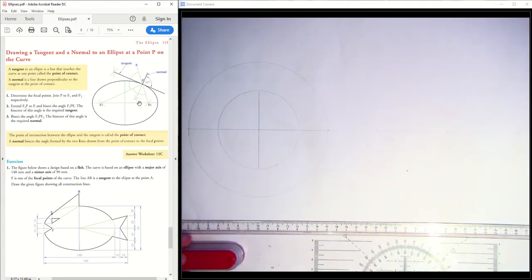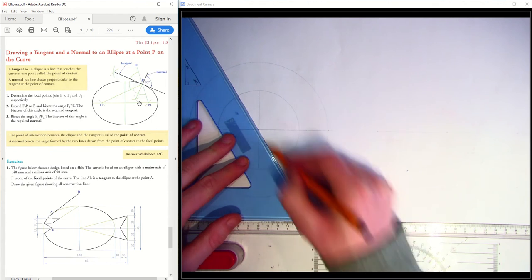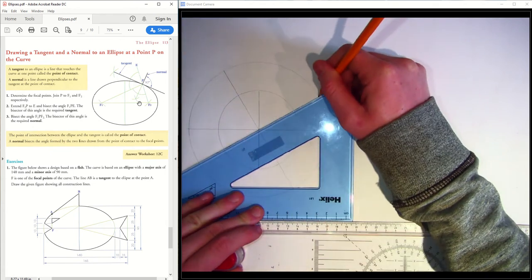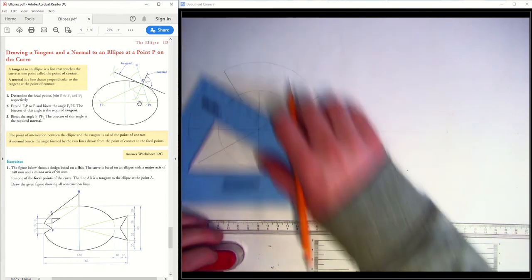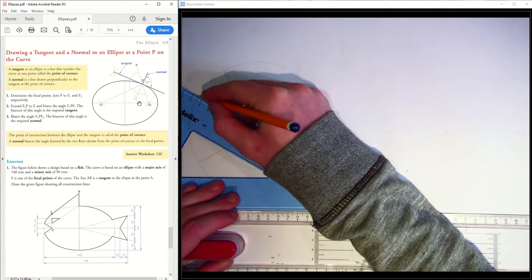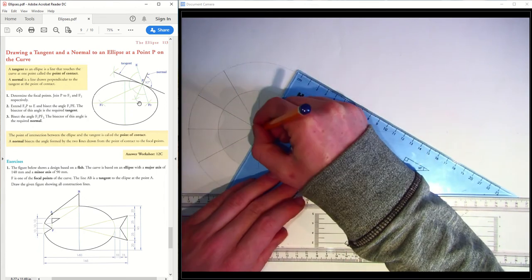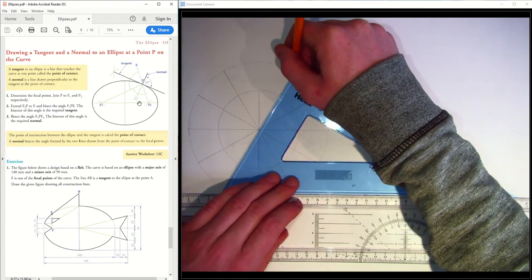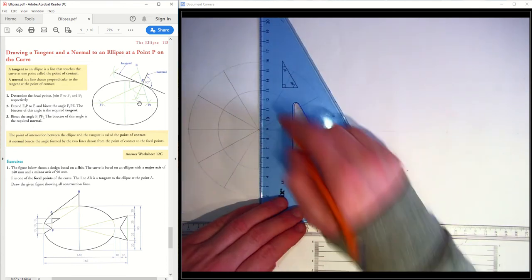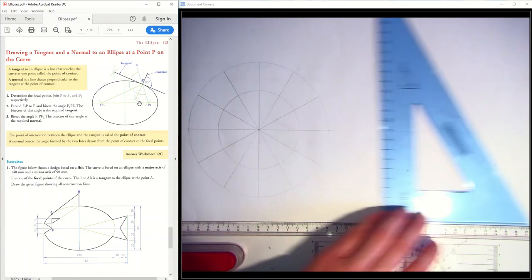Now, this is from last week. Everyone should know how to do this still. We're going to divide it up into 12 parts using the 30-60 set square, each of these lines passing through the center of my circle. Stand that one up as well.